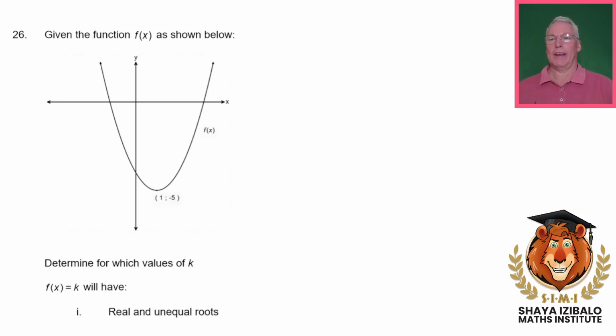Okay, this next question is an interesting question because we're now getting into the whole notion of interpreting functions. And we're going to show you 2 ways of thinking about this next question. We're talking about f of x, which is this graph over here, and we're talking about f of x equals k.